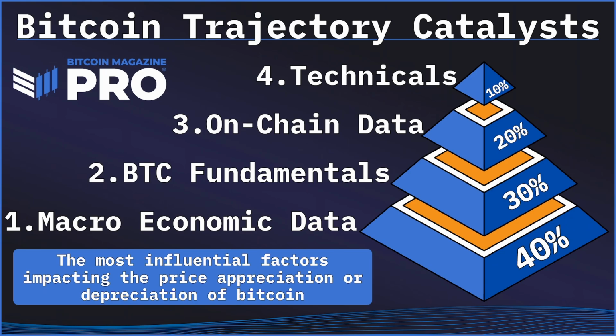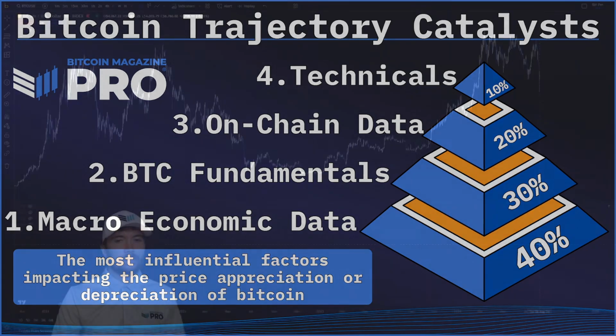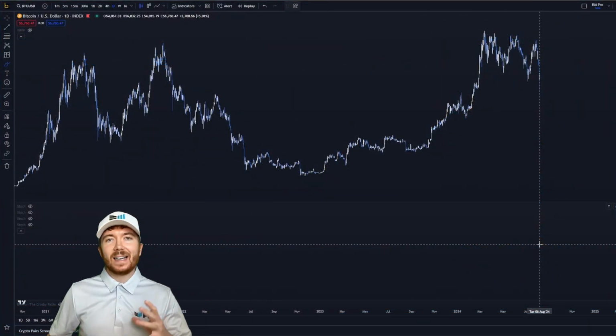Now, I have included some percentages in these pillars to give a rough estimate of how much influence I think each of these has. So for example, macroeconomic data having around a 40% influence on the potential price appreciation potential of BTC. And also keep in mind, these aren't very fixed.